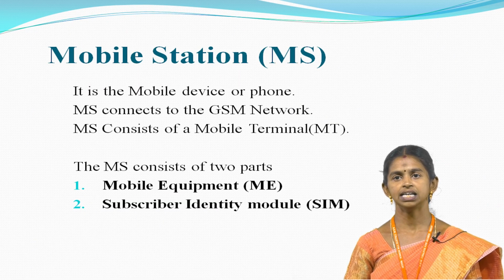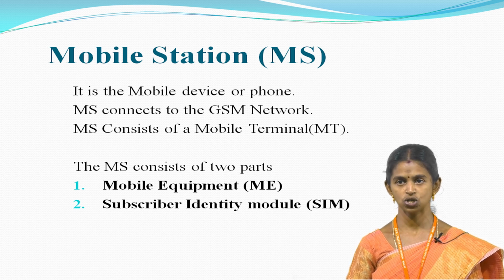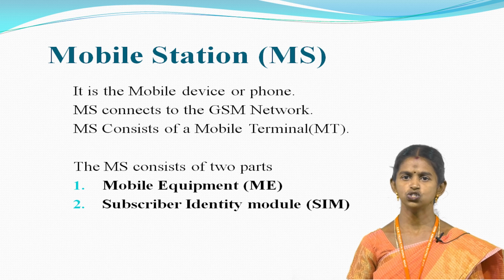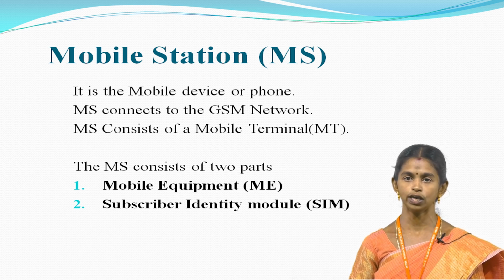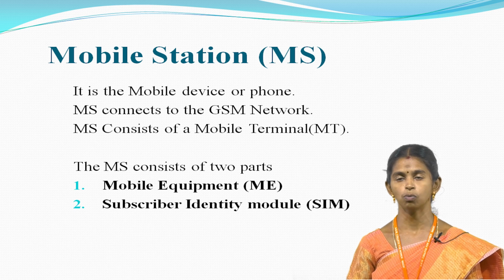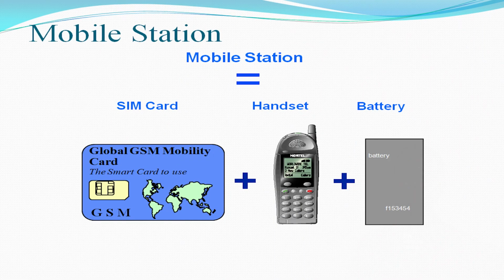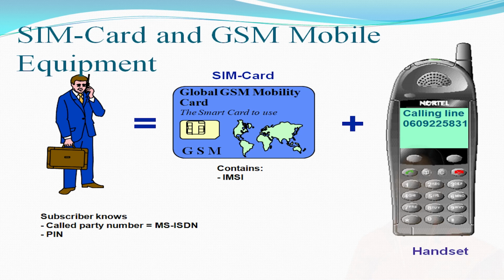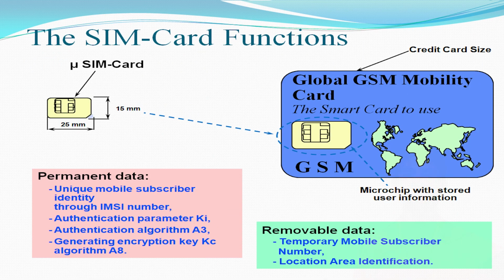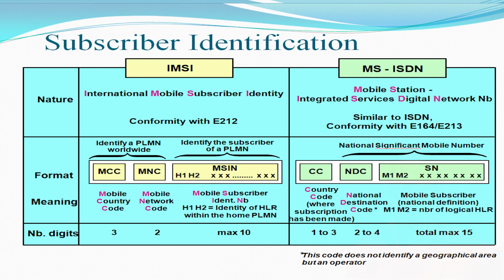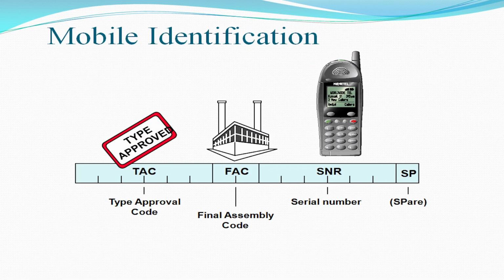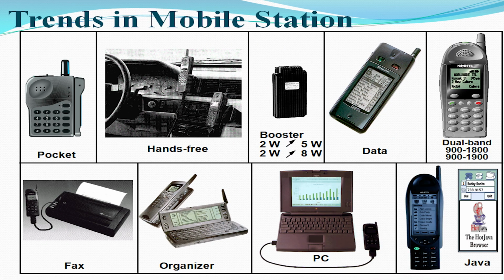Mobile station. It is the mobile device or phone. The MS connects to the GSM network. The MS consists of the mobile terminal. Generally, the MS consists of two parts: number one, mobile equipment; number two, subscriber identity module. The mobile station and its diagram are displayed here. The SIM card, its functionality and how the data is stored are shown in this diagram. Subscriber identification, its nature, format, meaning and number of digits are displayed here. The mobile identification diagram is displayed below for your reference. Trends in mobile stations are displayed here.